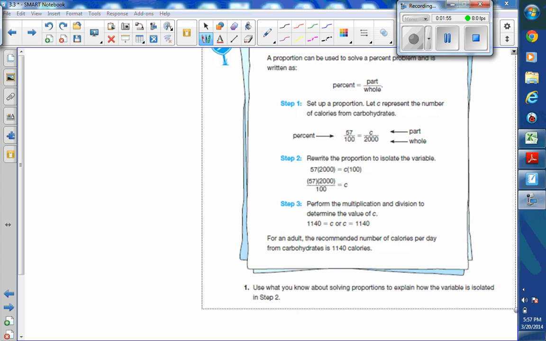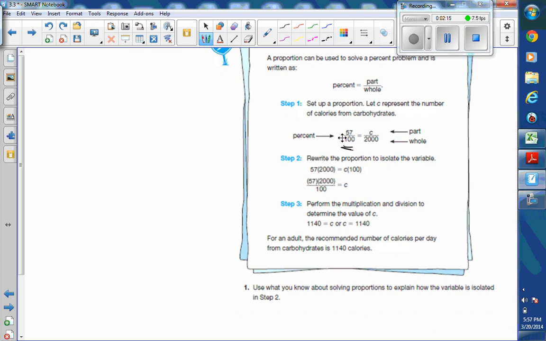Okay, a proportion can be used to solve a percent problem and is written percent equals part divided by whole. Step 1, you're going to set up a proportion. Let C represent the number of calories for carbohydrates. So we know it's 57%, so it's 57 over 100. And then we said the whole total calories is 2,000, so that's on the bottom. And then the part we're going to represent as C, the number of calories of that 2,000 that should be carbohydrates.